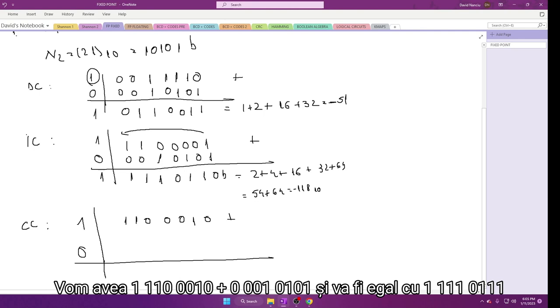And we will copy this. Like I said, the complementary code stays the same as the inverse code and the direct code in case of positive numbers. So it's the same. I'll just copy it fast. 0 0 1 0 1 0 1. Adding these two up, we'll obtain 1 as the sign bit in here, and 1 1 1 0 1 1 1.